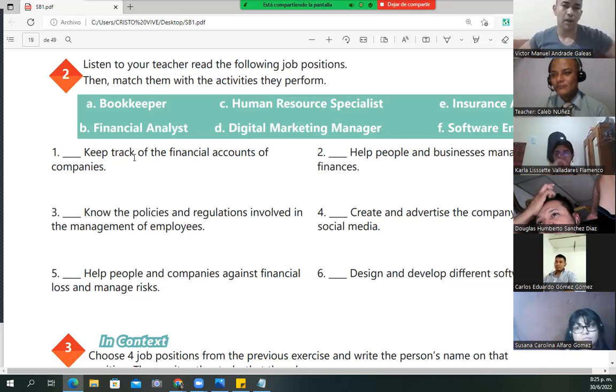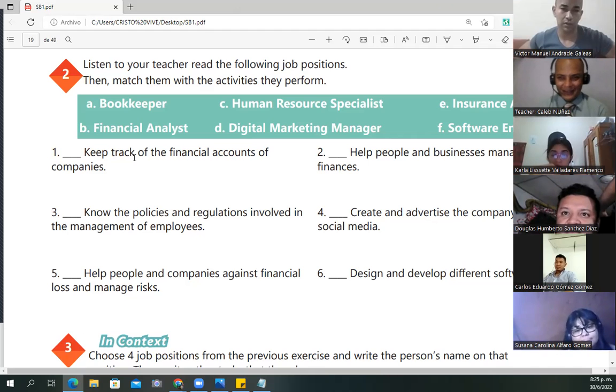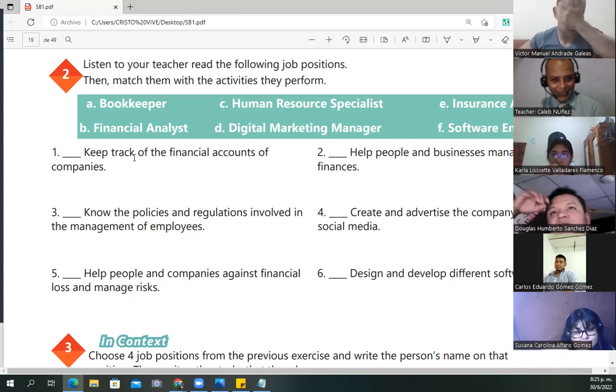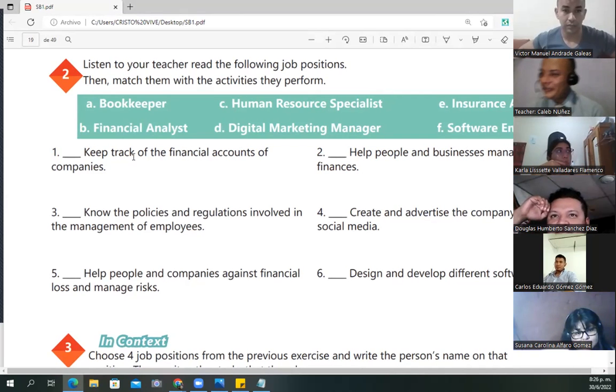Keep track of financial accounts of companies. What do you think? Any idea? Financial analyst. Could be the letter B, right? Letter B? Financial analyst. Okay, very good. Okay, class, help me with number two. Read number two. Let's go.